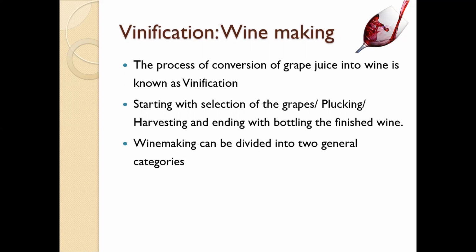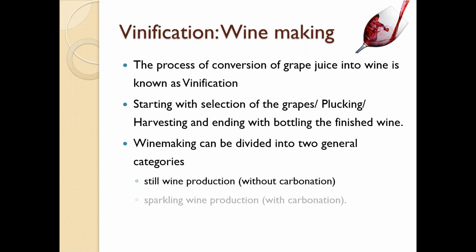Winemaking can be divided into two general categories. One, still wine production, which is without carbonation, whereas the second is sparkling wine production, which is with carbonation. Carbonation is the CO2 gas which is inserted. Let's discuss the still wine manufacturing process, which is without carbonation.